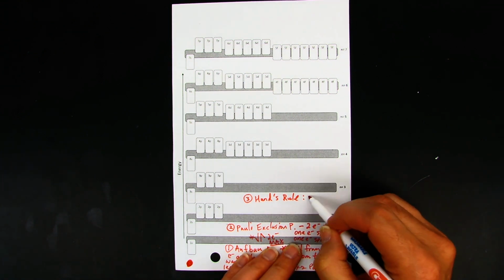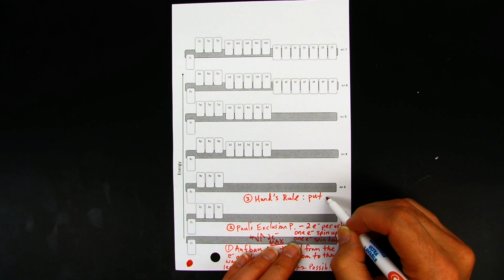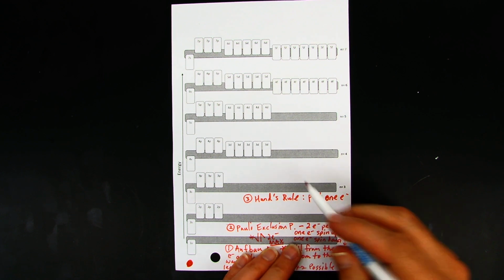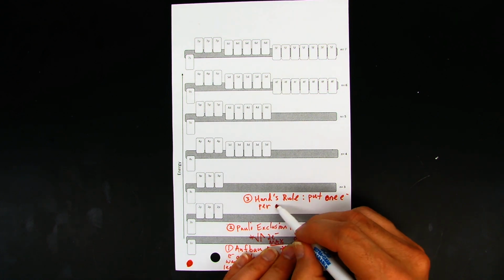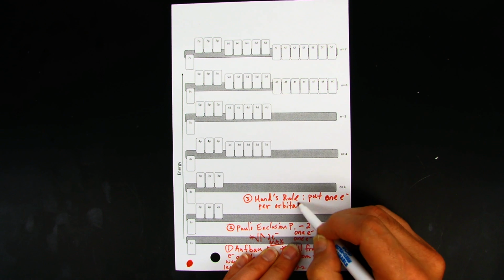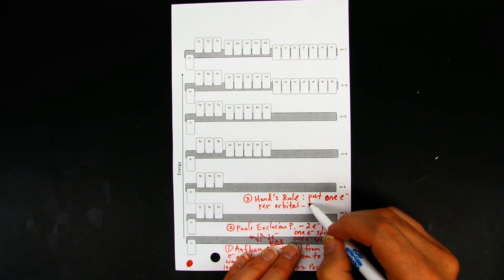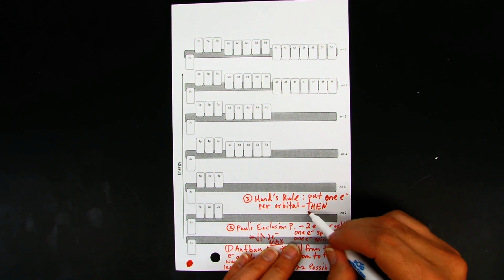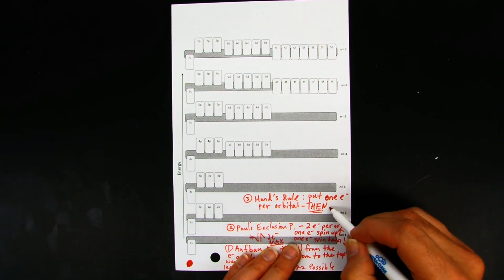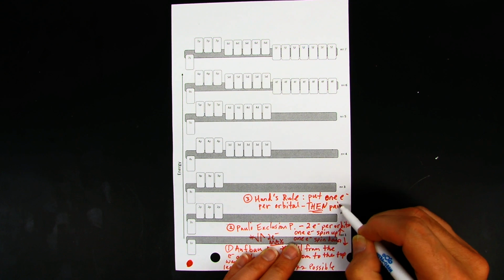In short, we want to say put one electron per orbital first, then double up, or pair them up.